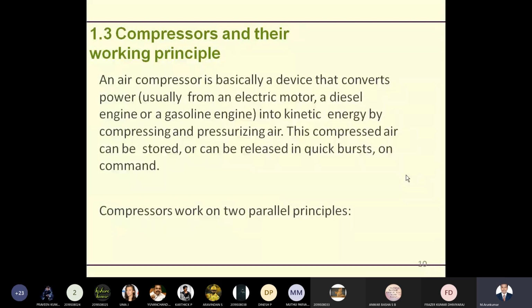So this compressed air can be stored or can be released in a quick burst on command. Whatever we want, whenever we want, we can command to open the compressor. Then we can use the compressed air wherever we want. Compressors work on two parallel principles.